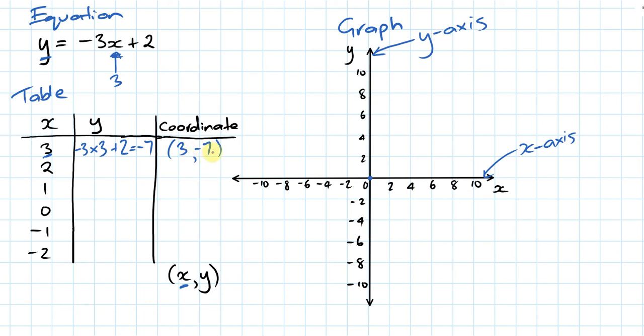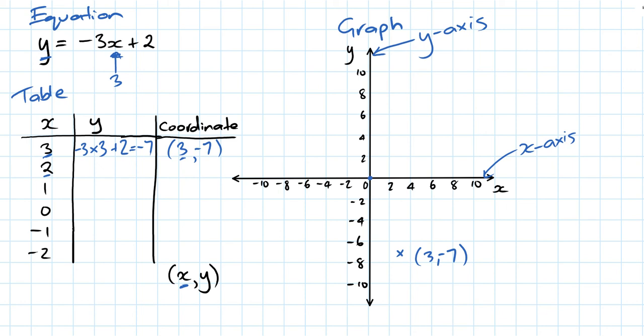So 3, negative 7 will be, if I start at the origin, which is 0, 0, so the origin is right there, I'm going across to 3 on the x-axis and then down 7 vertically. So that coordinate there will be 3, negative 7. And just notice when you've got a negative number in the y value, that means you go down. If you come across a negative value in the x part of the coordinate, you go to the left. So let's have a look at the next point and see if that is the case.